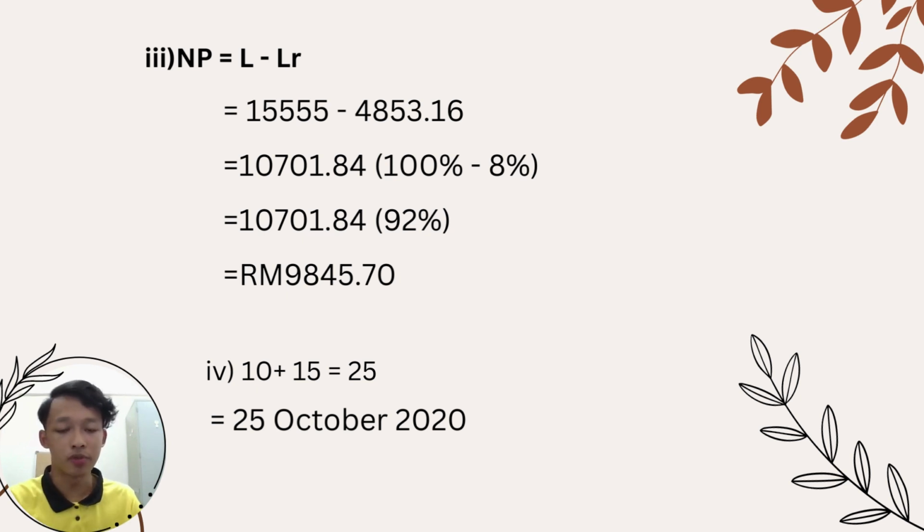Okay, for our last question, we need to find the last date to get the 8% discount. As we know, the invoice date is 10 October 2020 and the discount is within 15 days after that date. So it is simple, you just need to do 10 plus 15, which equals 25. So we get the answer 25 October 2020.